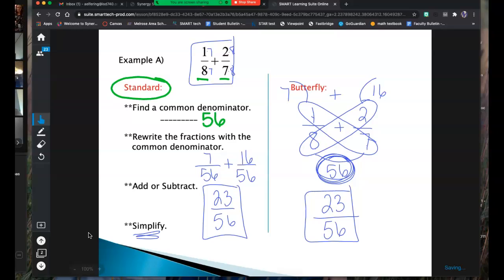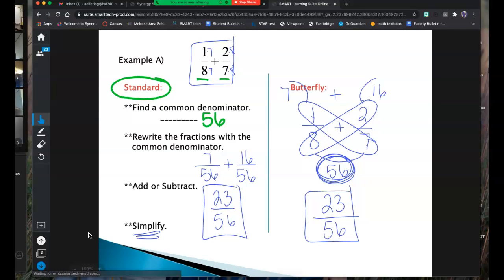Okay. Now the butterfly method is really quick because you don't have to rewrite everything. You just have to do some multiplying. Now, do you need to draw in all the circles and all of that? No. Okay? But if it helps you, absolutely. Questions on that one?